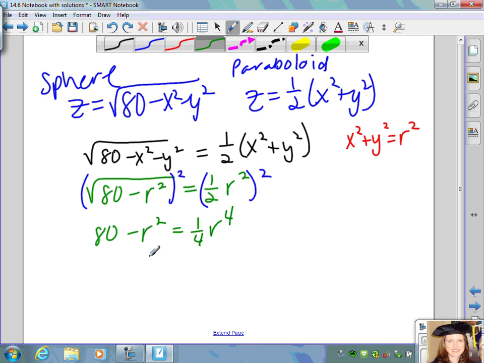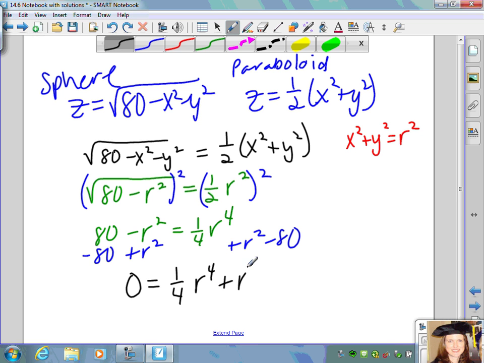We can solve this polynomial equation by factoring or even by using the quadratic formula. If I subtract 80 from both sides and add r squared to both sides, we can write this as a polynomial equation set equal to 0. So 0 is equal to 1/4 of r to the fourth plus r squared minus 80. And we want to solve this for r. This can be solved by factoring or even by using the quadratic formula.